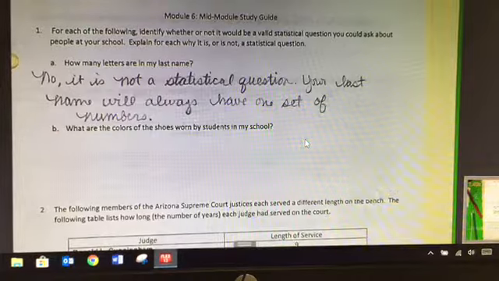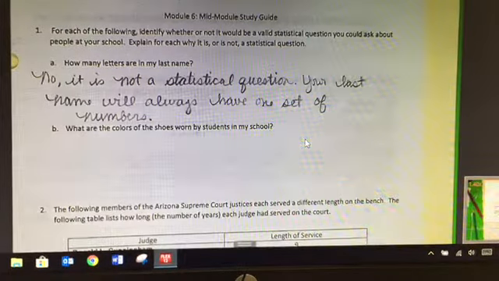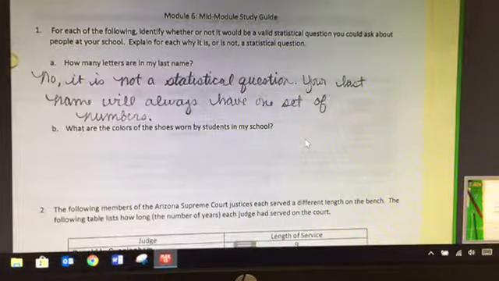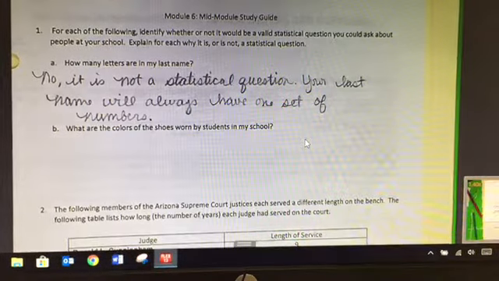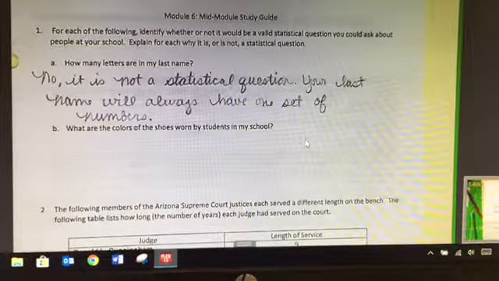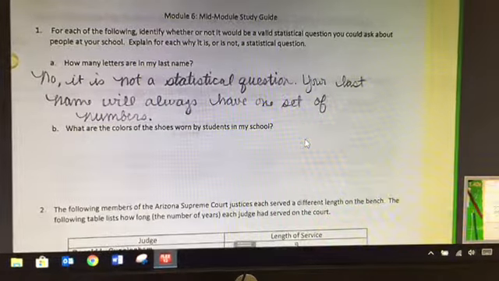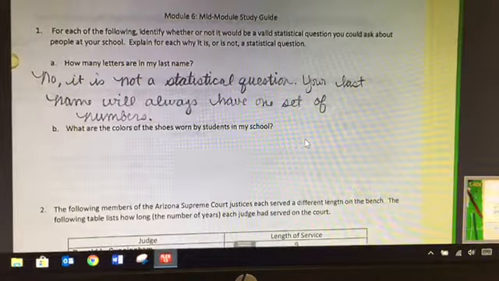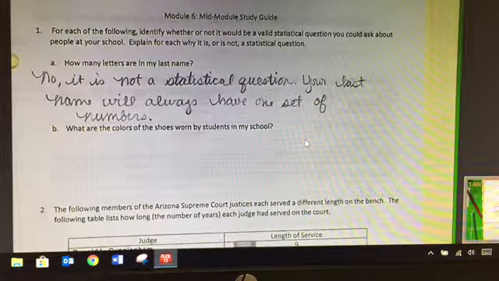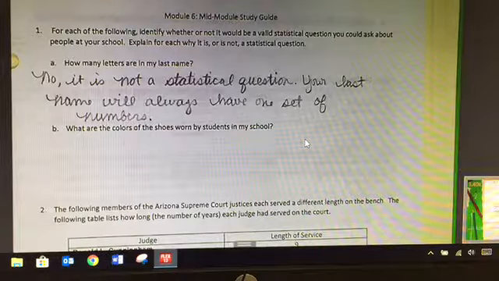How many letters are in the last names of my classmates? Yeah, how many letters are in the last names of my classmates? Because you're going to collect data, right? You're going to ask lots and lots of people. And all of you have different last names, so you will have a variety of data. You have to answer that it's not a statistical question, and you have to explain why or why not. Okay. All right.